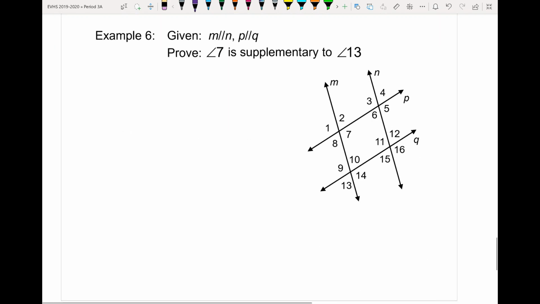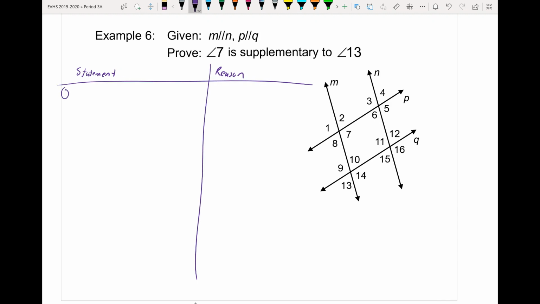Okay. 6. Let's set this guy up. Give yourself plenty of room for the statement on this side. All right. Let's see if we can come up with our roadmap here. We want to prove that 7 and 13 are supplementary. So 7 and 13 are supplementary.